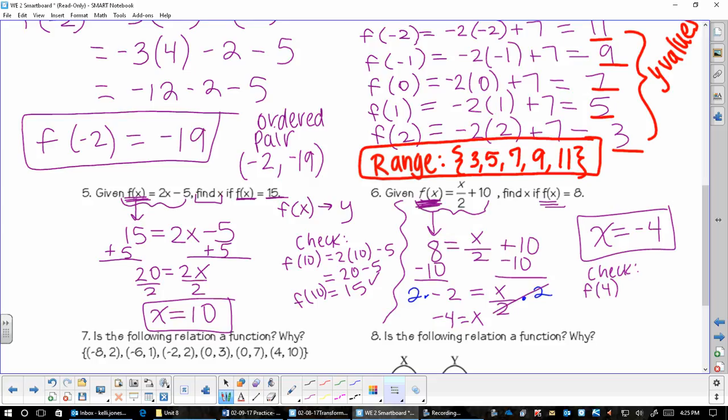Negative 4. So I'm checking, I'm plugging in a negative 4. So I get negative 4 over 2 plus 10. Negative 4 divided by 2 is negative 2 plus 10, and negative 2 plus 10 is 8. Check. We got it. So the ordered pair here, if it asked you, would be negative 4, comma, 8.